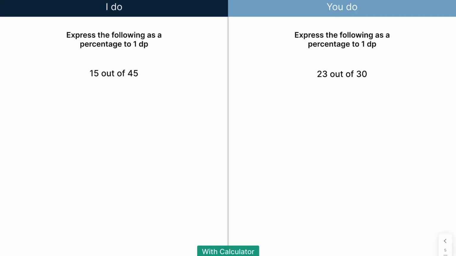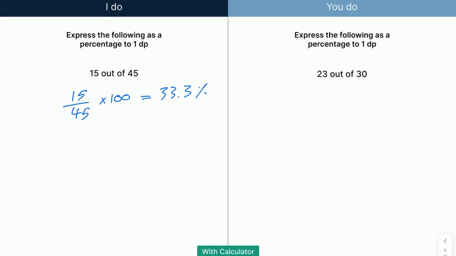We've been asked to express the following as a percentage to one decimal place. So 15 out of 45, we can write that as a fraction like this and just times it by 100. And that is all you need to do to get this to a percentage. So if I use my calculator and I do that, I get an answer of 33 and I need to round it to one decimal place. So that will be 33.3%.